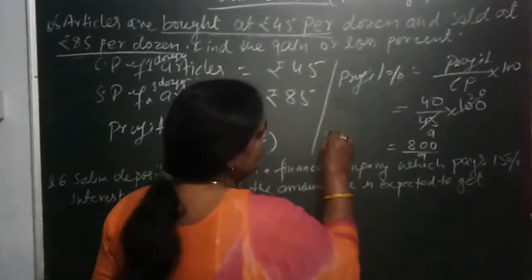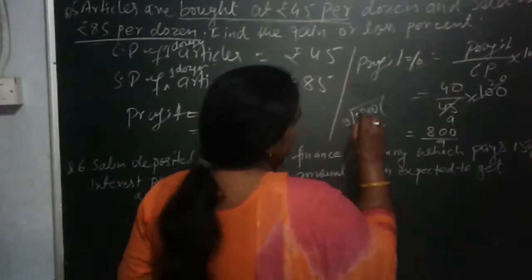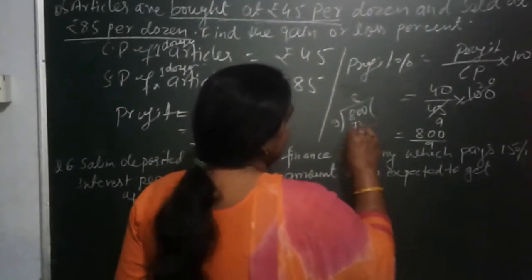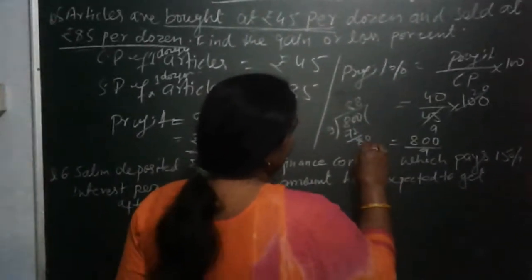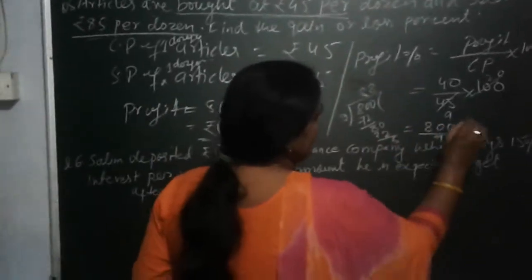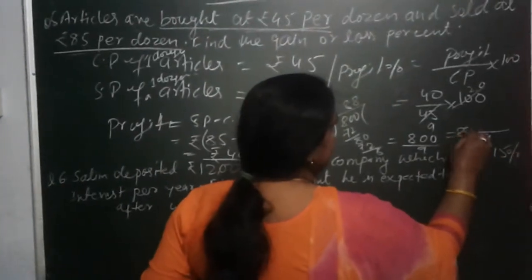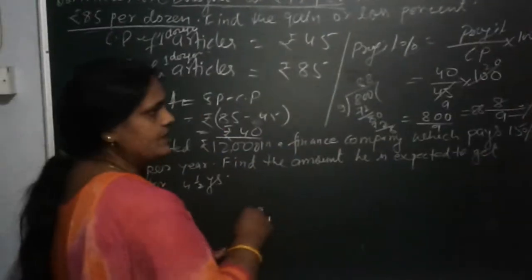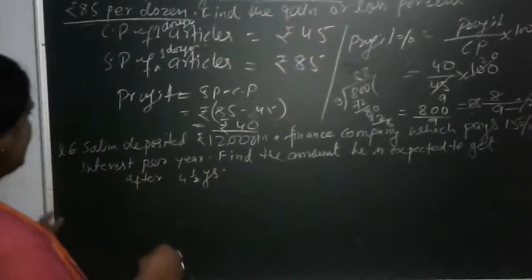Now reduce this by 9, change it into a mixed fraction. 9 9s are 81, 9 8s are 72, 80, again 8 9s are 72 and 8. So your answer is 88 whole 8 by 9%. So your profit percent is 88 whole 8 by 9%. Now come to the next question.